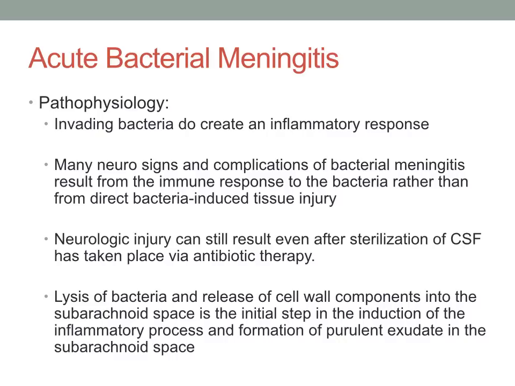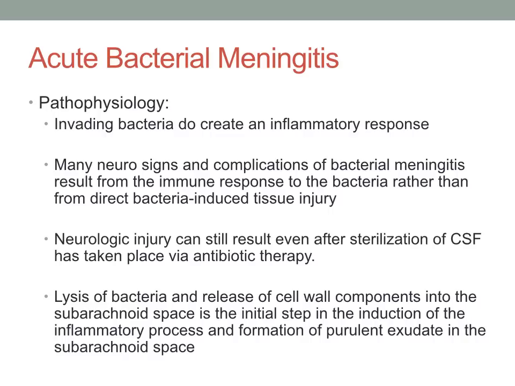The bottom point here, the lysis of bacteria and release of cell wall components into the subarachnoid space, is the initial step that causes the inflammatory process. So once those cells are broken down and your body senses these cell wall components in there, and it's probably releasing things like tissue factor and other components, that's what stimulates the inflammatory process there.